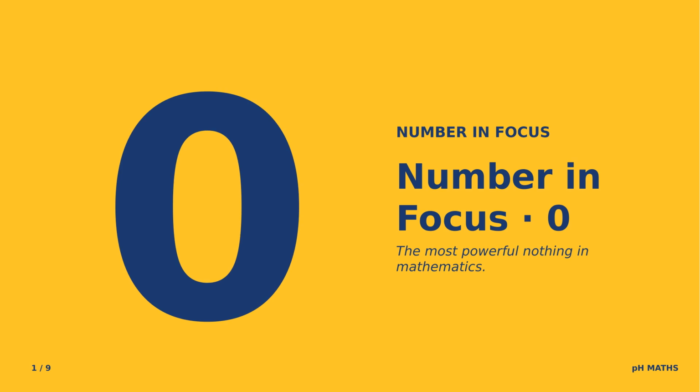Number in focus: zero. Zero is the most powerful nothing in mathematics. It's the answer that makes a quadratic solvable, the y you set things equal to find roots, the place every coordinate grid starts. By the end of this video, you'll know why zero behaves the way it does, where it shows up in your exam paper, and the one thing you must never ever do with it.